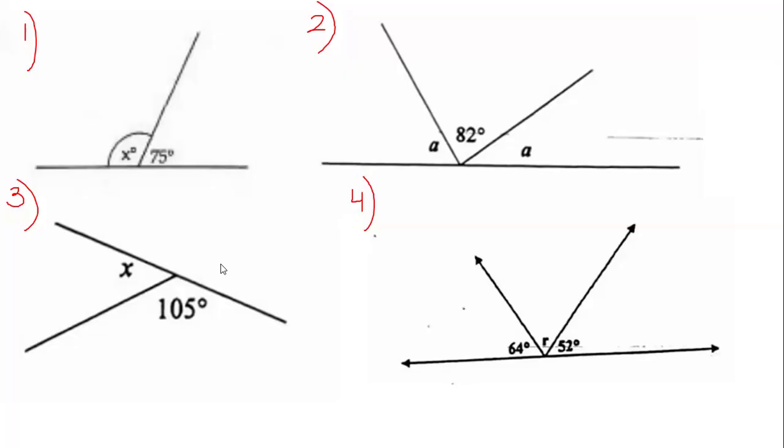I just started. I'm on number 1. Do you know how to do this? I'm trying to figure it out. I think you have to find what X is. I know, but do you know how to do it? No. How do you do it? So we get 75 from the acute angle and 180 degrees from the obtuse angle. And then we subtract both of them, and then we get our answer. All right.